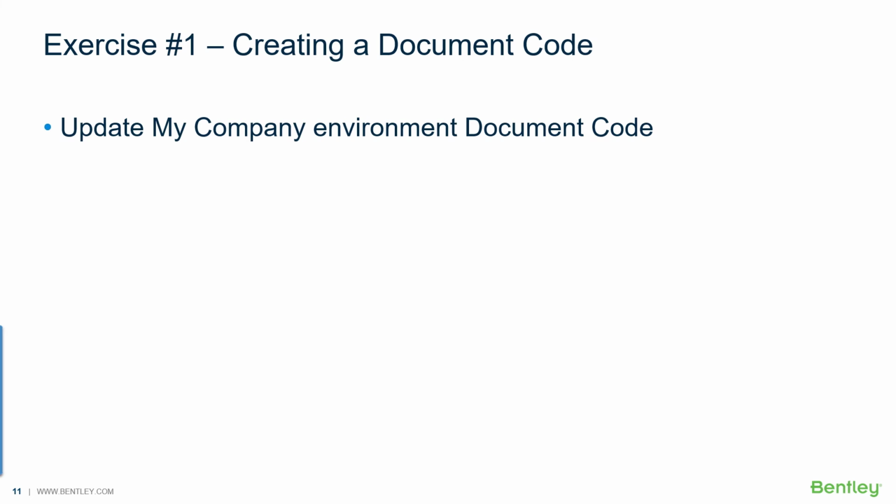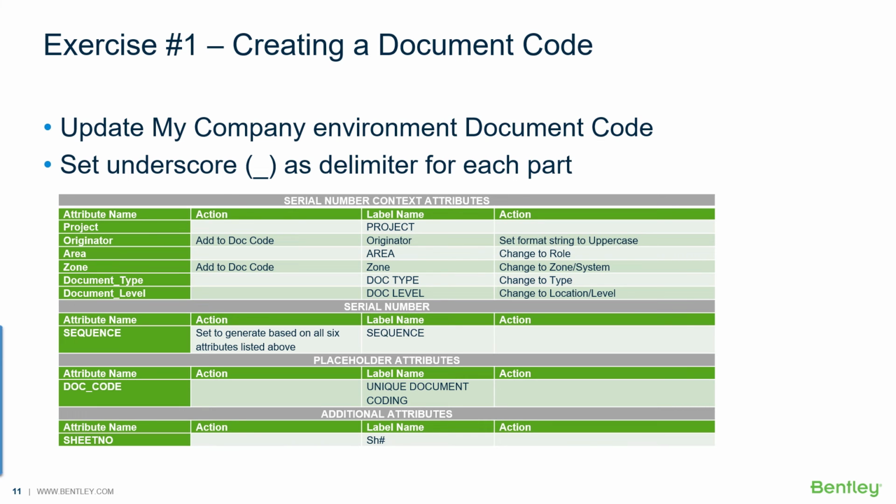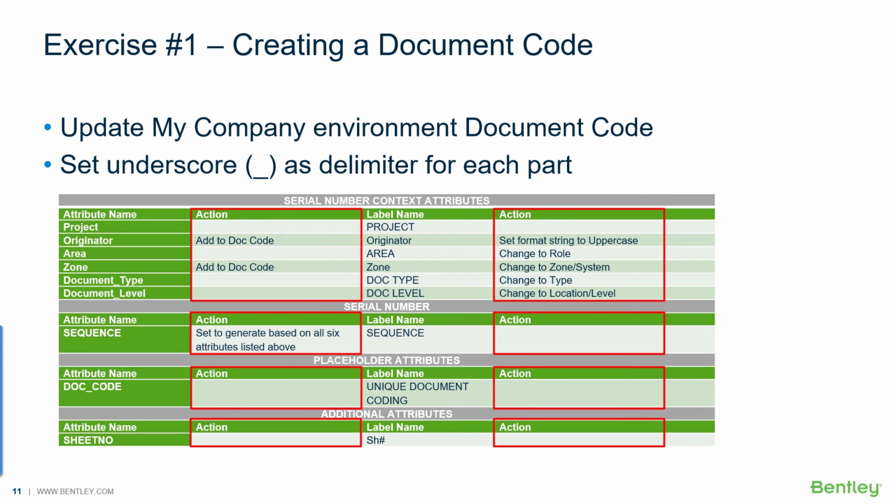The first step is updating the existing My Company environment. We'll set all document code parts to have an underscore for the delimiter, and we'll use this table for all the modifications to the existing document code definition for this environment. The changes are identified in the action column of the table. Let's go into ProjectWise Administrator and make these changes.